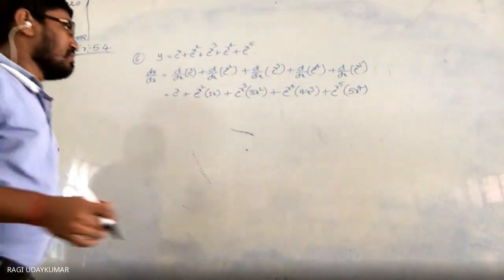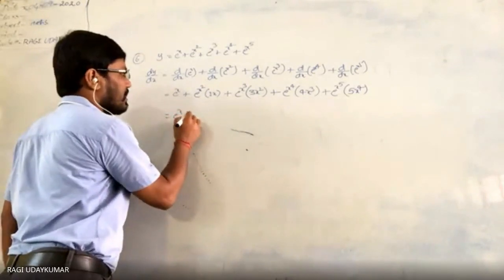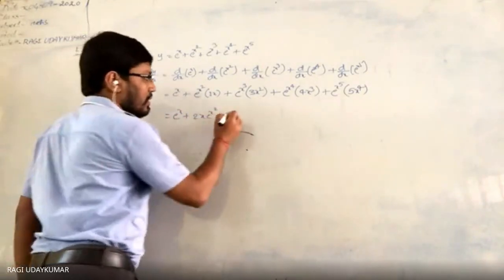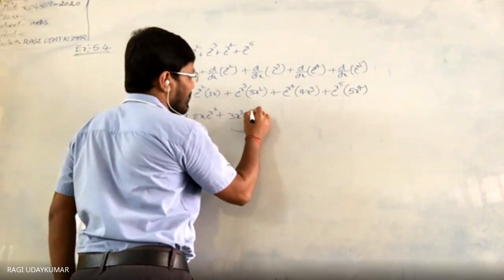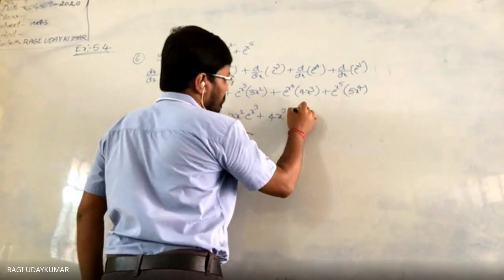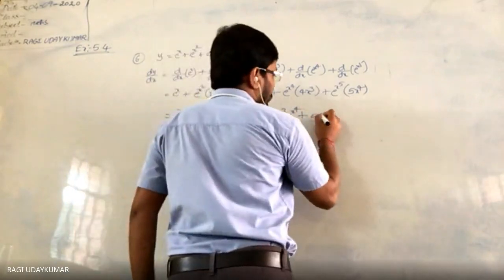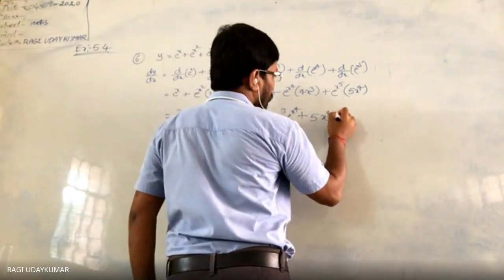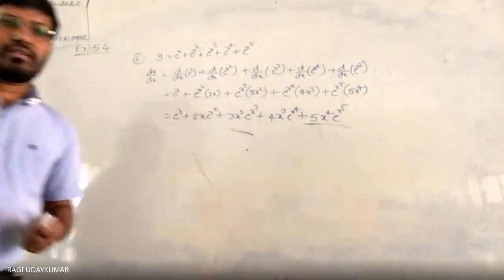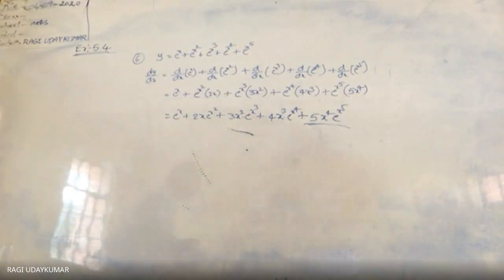You write this in the simplest form. The simplest form is e^x, 2x e^(x²), 3x² e^(x³), 4x³ e^(x⁴), 5x⁴ e^(x⁵). This is the final answer. All the problems, you can do it. It's not very difficult for you to do.